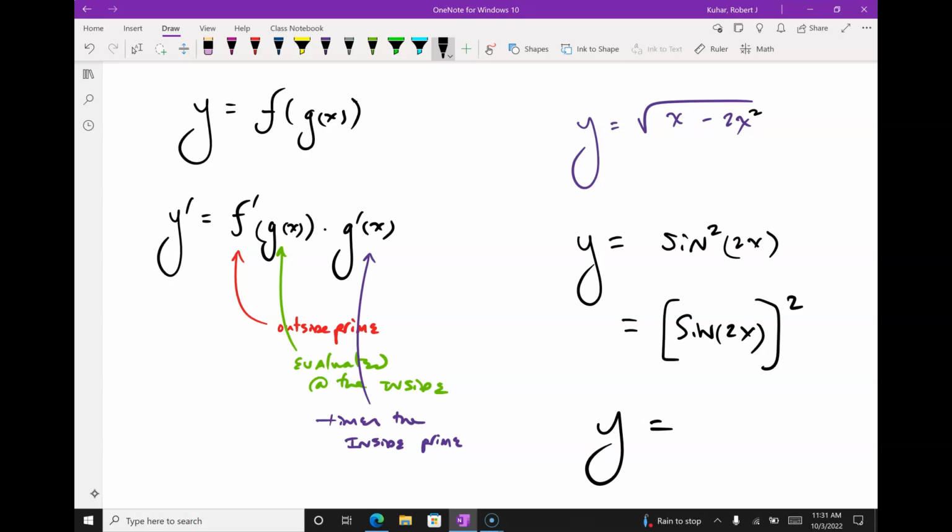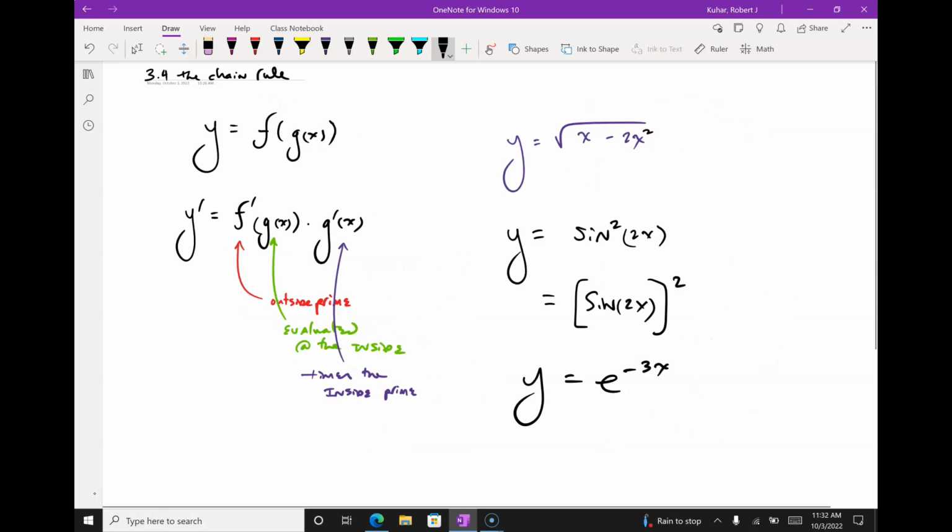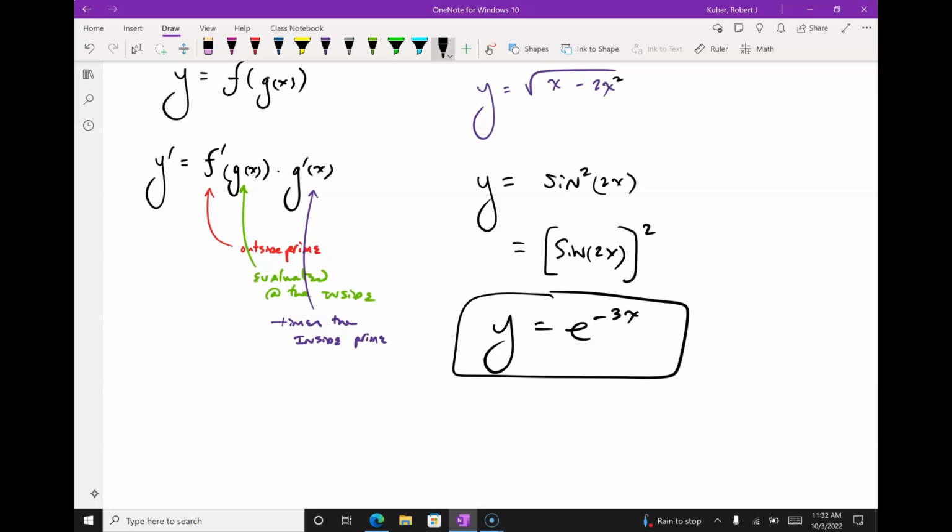What about this one? What's the outside function? It's an e to the x function, right? And then the inside function is negative 3x. So I'm going to teach you to do these chain rule problems with inside-outside thoughts. I'm also going to give you a loop, okay? So this first one is pretty easy. This one is pretty easy to do right away.